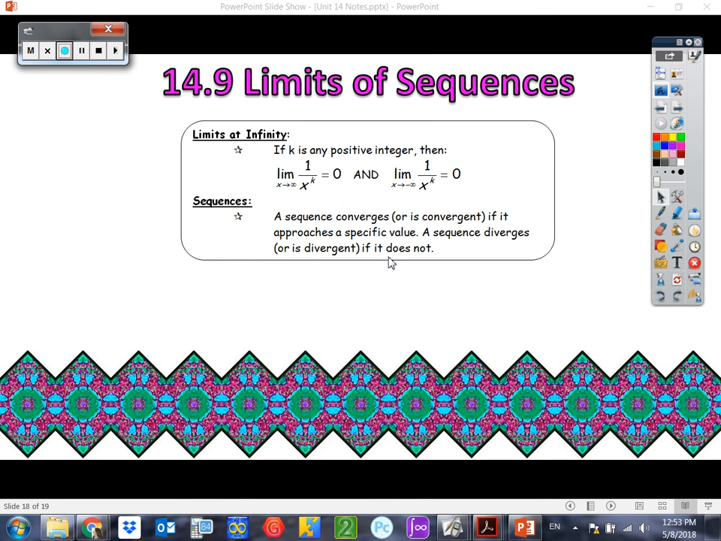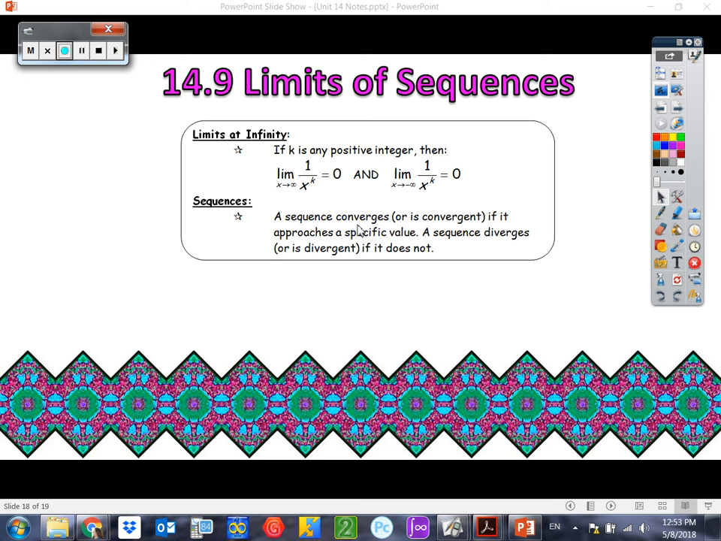Okay guys, let's take a look at today's lesson. So today's lesson is about limits of sequences. Basically what our job is going to be today is to determine if a sequence converges or diverges. So let's talk about that. We have talked about that concept before. Let's just go over it.